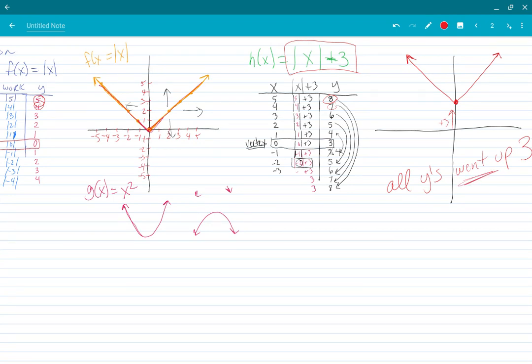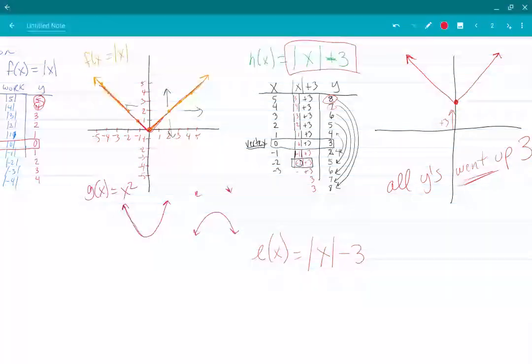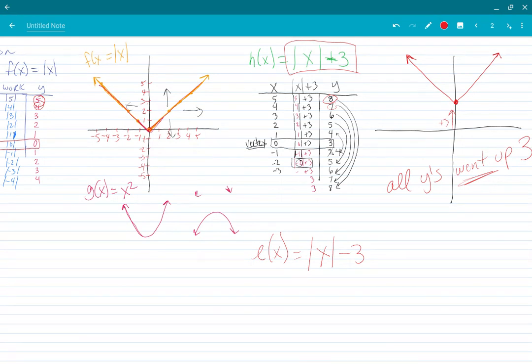Now, without drawing it, we don't have to draw it. I'm going to use a new function, and that's L, the absolute value of x minus 3. What do you all think this V is going to look like? Is it going to be up, down, right, or left? What do you think the shape of it? I mean, not the shape, the location of it. It would have been at 0, 0, but this negative 3, did it go up, down?